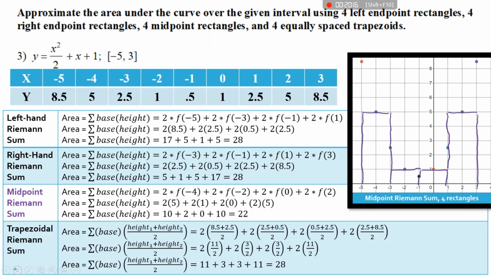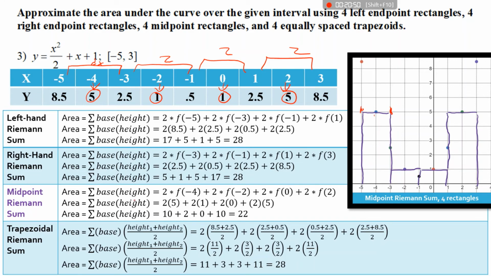Okay, the hard one. I want the midpoint Riemann sum, again with 4 rectangles. So you can see graphically, instead of taking my height from the left side or the right side, I'm taking my height from the middle. So my first rectangle will be from -5 to -3, and if I want my height from the middle, then my height would be 5. So there's my 4 rectangles there, and my heights are going to come from the middle.